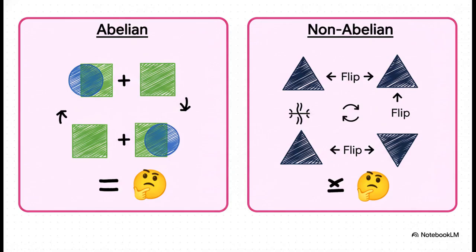But if the order is a big deal, then you have a non-abelian group. With our triangle, if you flip it and then rotate it, you end up in a different position than if you rotate it first and then flip it. The order totally changes the outcome.